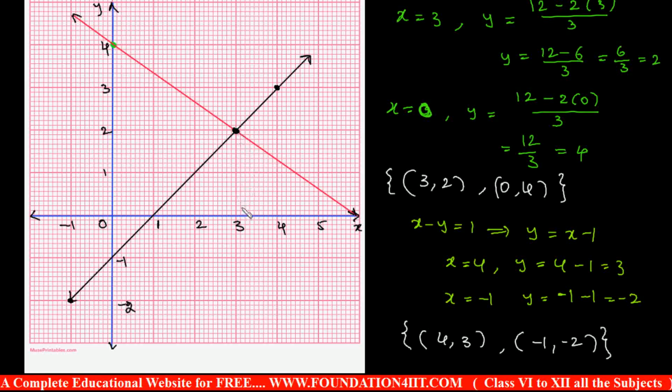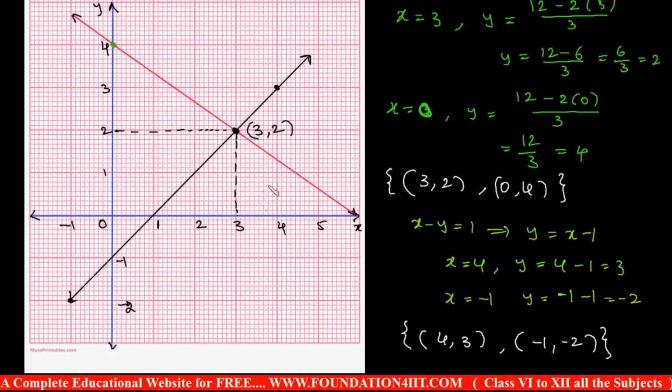Now if you notice, 3 and 2. So this is 3 comma 2, right? From this we can draw a straight line to the x-axis, where it is touching, that is at 3. For the y-axis, it is touching at 2. Yes, so 2. Now 3 comma 2 is our solution.